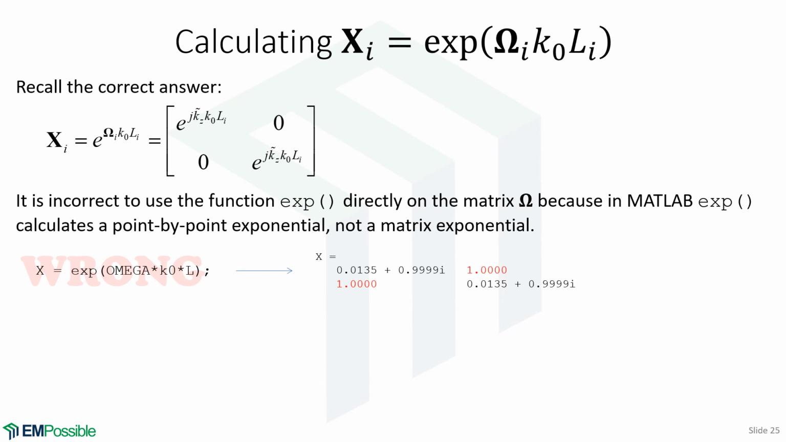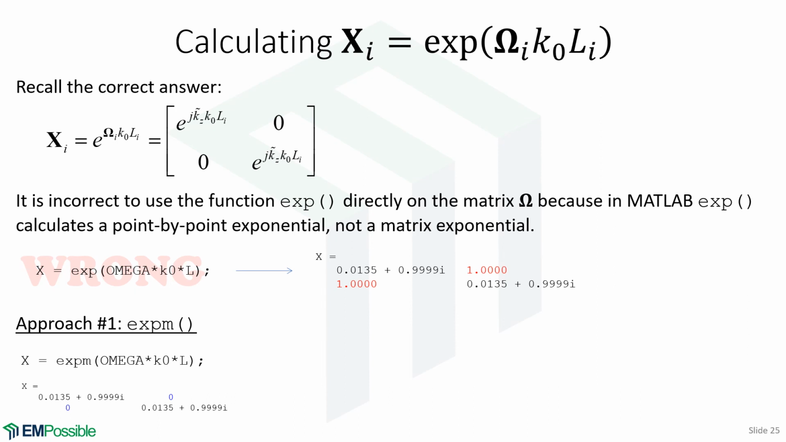So let's say we have our omega matrix, which was a diagonal matrix, and we're in MATLAB, and we just calculate the exponential of that. That's not going to work, right? Here's our omega matrix. This is what we get. And notice what happens to these off-diagonal terms. They're not zeros, they're ones. And that's because the exp function is calculating the exponential of every element in that matrix. And so e to the 0 power is 1. Well, this isn't correct. We only wanted to apply that exponential to the diagonal elements.